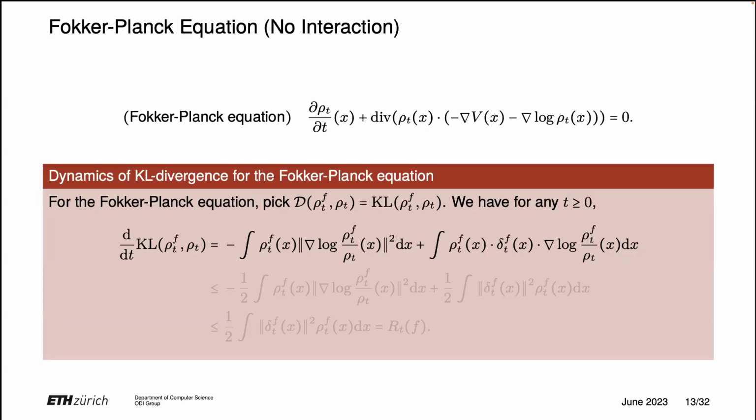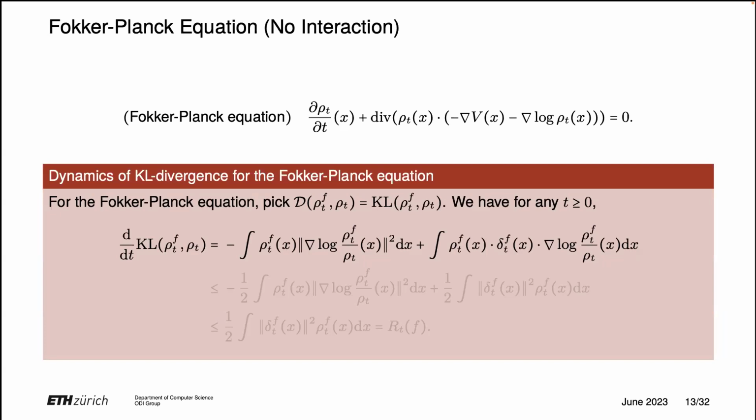Here, if we pick the Lyapunov function d to be the KL divergence of rho tf and rho t, we can calculate the time derivative of KL between rho tf and rho t for any time t. Then we arrive at this very nice equality here. The first term is a negative term and is usually known as the Fisher information. And the second term is the weighted inner product of rho tf and a gradient log term.